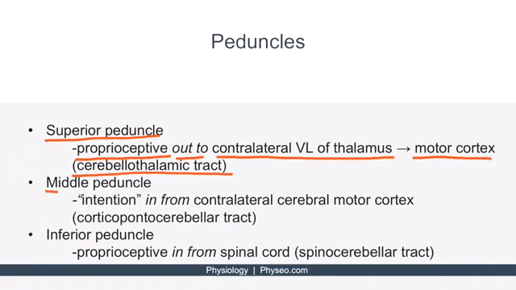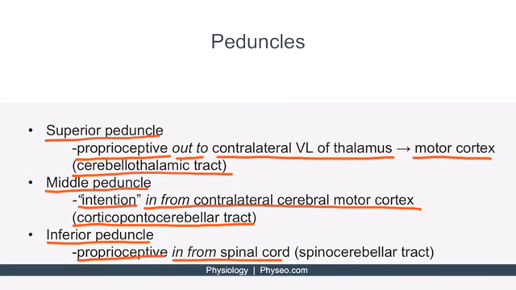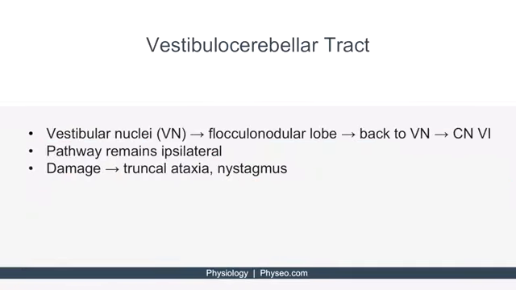motor cortex. Next, we have the middle peduncle, which starts in the motor cortex of the cerebrum and sends intention information in from the contralateral cerebral motor cortex. And this is called the corticopontocerebellar tract because it goes from the cortex through the pons and then ends up in the cerebellum. Lastly, we have the inferior peduncle, and this will take proprioceptive information in from the spinal cord. So this is called the spinocerebellar tract. So spine and cerebellum.